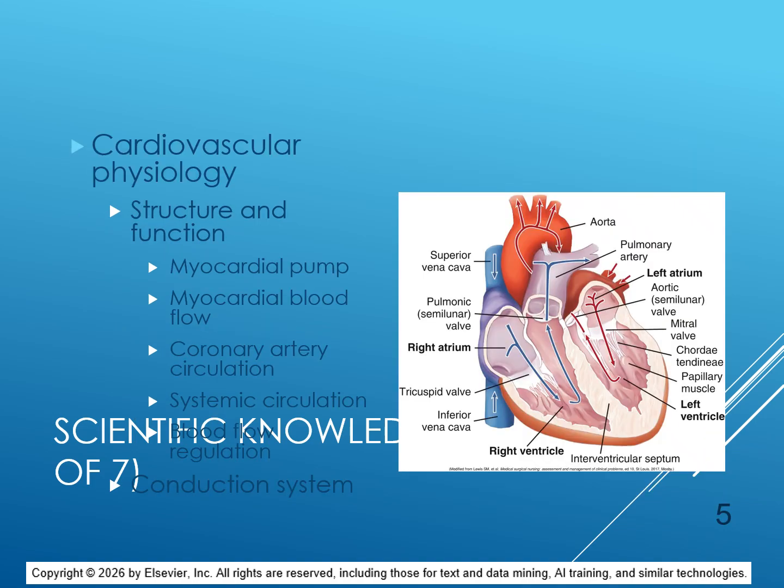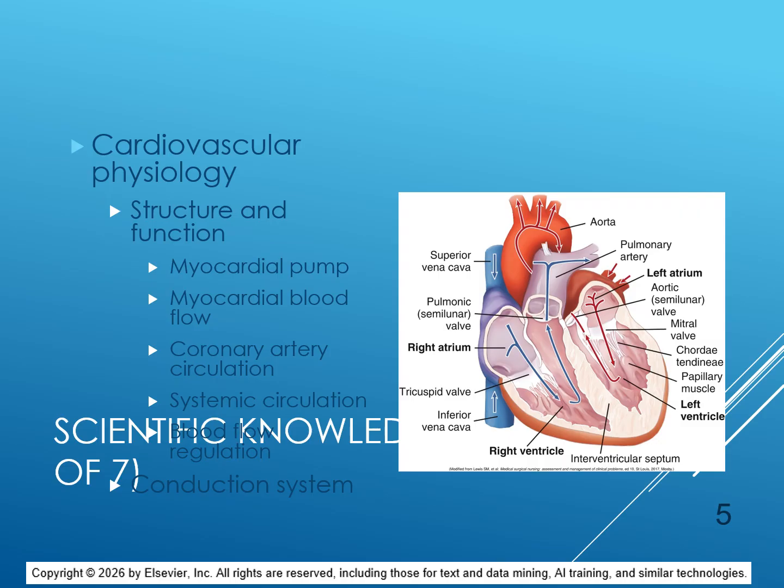The cardiovascular physiology, the structure and function. So here's your heart. Notice that the right side of the heart is blue. So the superior vena cava and the inferior vena cava. This is the right side of the heart. It's blue because it's carrying deoxygenated blood. It's going to return via the superior and inferior vena cava into the right atrium into the right ventricle. It is going to be pumped through the pulmonary artery into the lungs. This is where it's going to be oxygenated in the lungs.